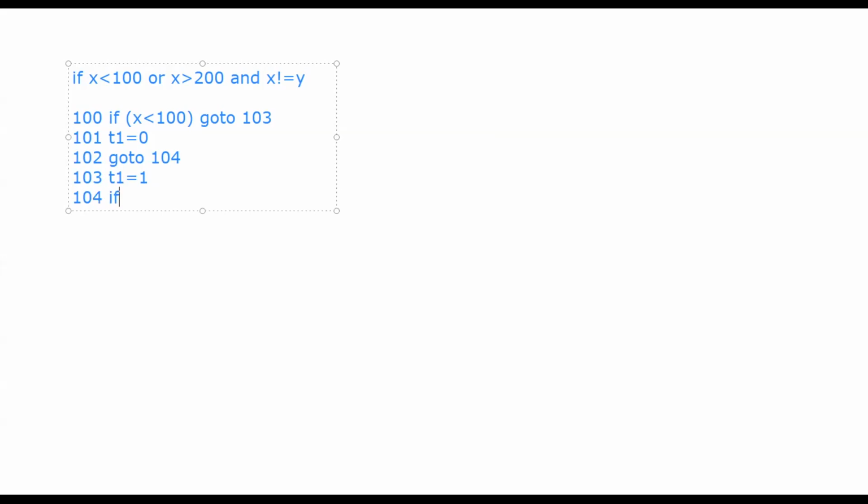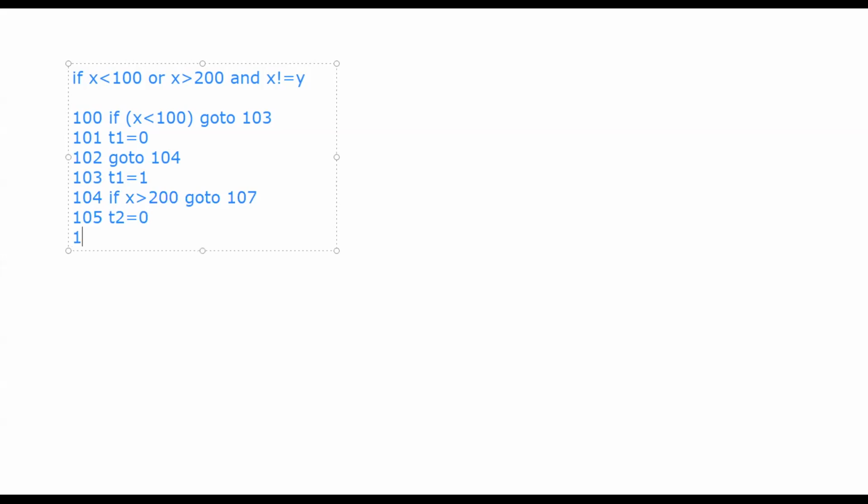And what is written in line number 104? The condition which starts with x greater than 200, and it is ANDed with some other condition. So if x is greater than 200, then go to where to execute x is not equals to y. I've counted the lines and written the address 107. Obviously this address is obtained with the help of the parse tree. Right? So at line number 105, I have written T2 is equal to 0, if this condition is false.